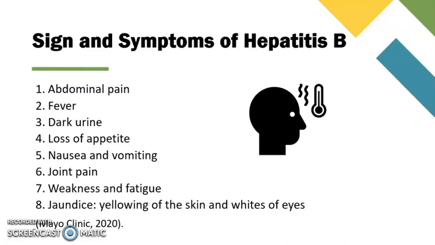Let's look at the signs and symptoms of hepatitis B. There are several signs and symptoms, which include abdominal pain, fever, dark urine, loss of appetite, nausea and vomiting, joint pain, weakness and fatigue, and jaundice, which is a yellowing of the skin and whites of the eyes. You can easily detect if a person has jaundice by looking at their face, because the skin color tone would be really yellow.